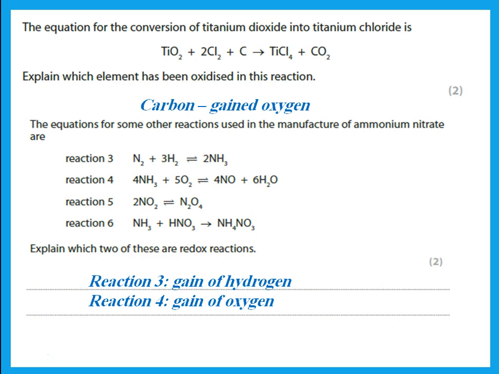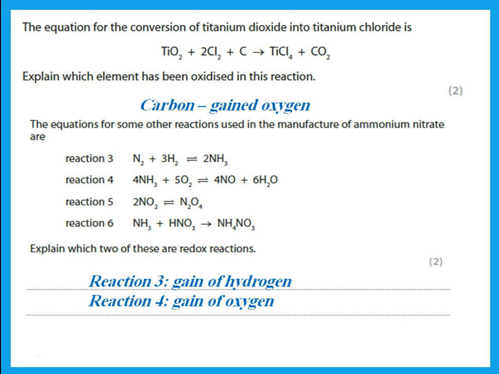Of course, if you look at reaction 3, what happened to nitrogen is that it gained hydrogen. And remember that we said when something gains hydrogen, it is a reduction reaction. Reaction 4, the NH3 changed into NO. That means the nitrogen gained oxygen, and that means that we have an oxidation reaction. Now, what about 5 and 6? Well, reaction 5 is just changing NO2 to N2O4. So each NO2 means each nitrogen has 2 oxygens.